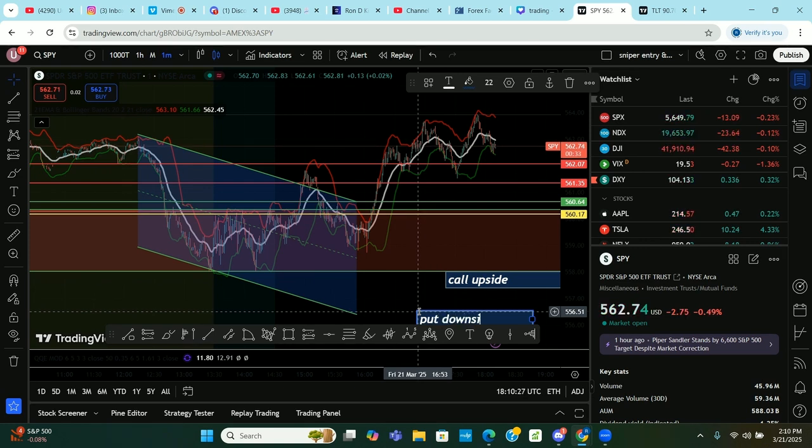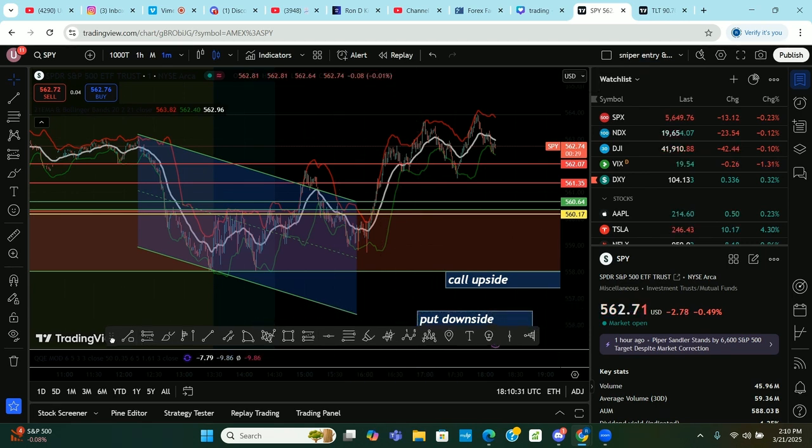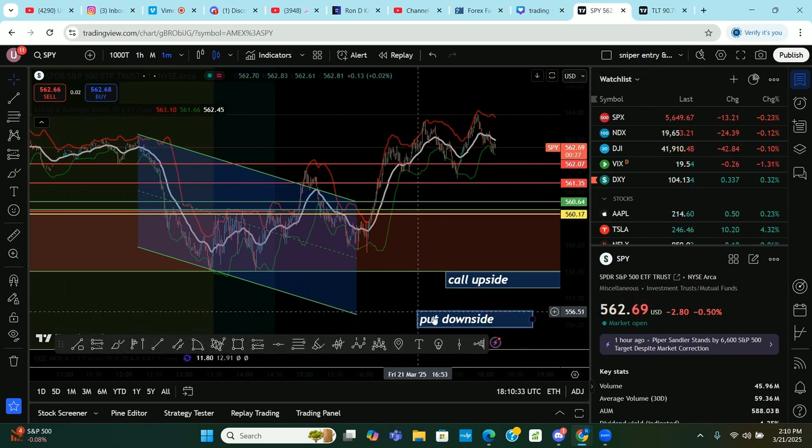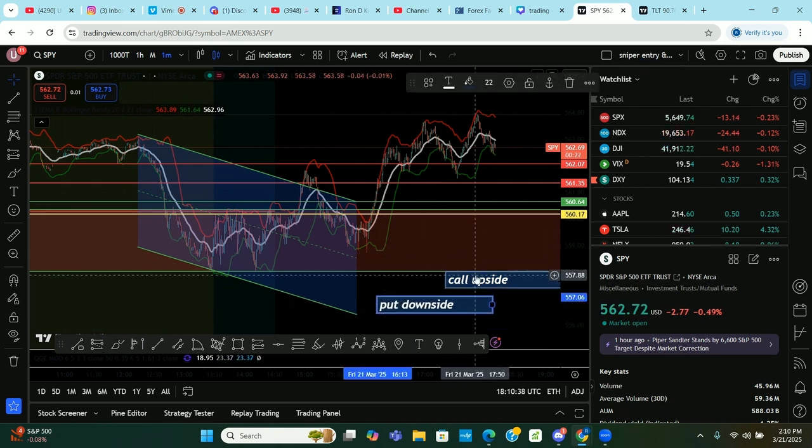So the TLT bond market, if this goes up, SPY goes down, and if it goes down, the SPY goes up. I wanted to get that clear just in case for the new viewers who are watching, the newbies.